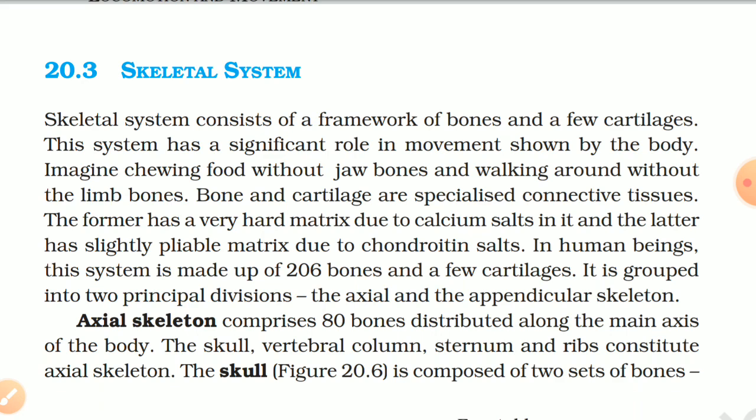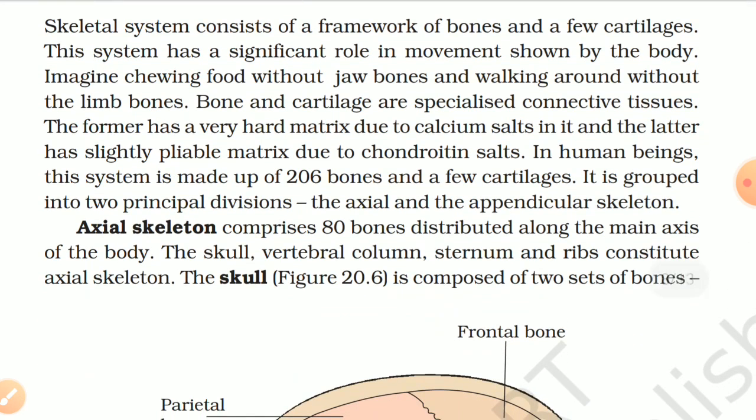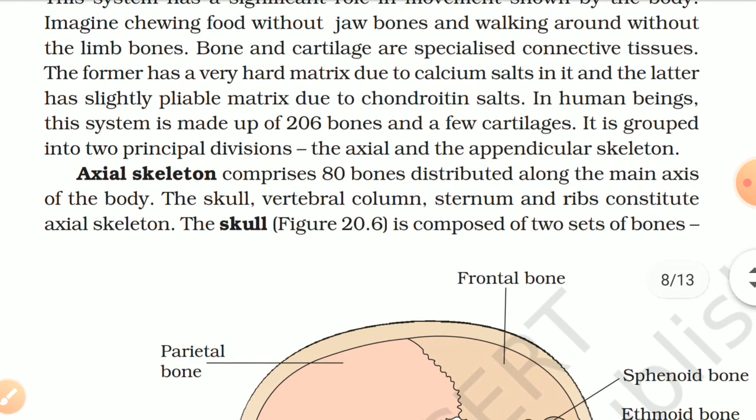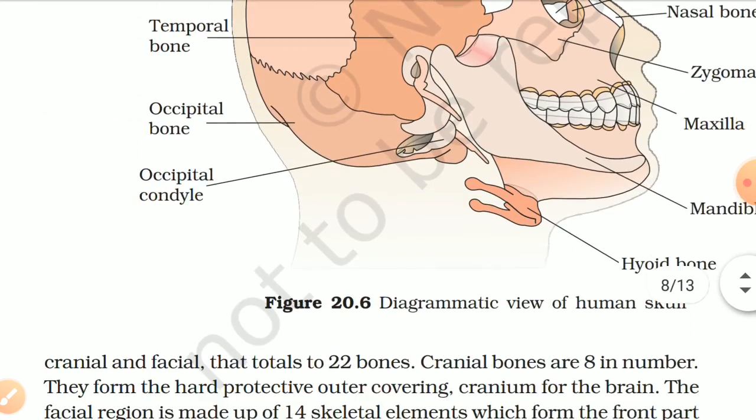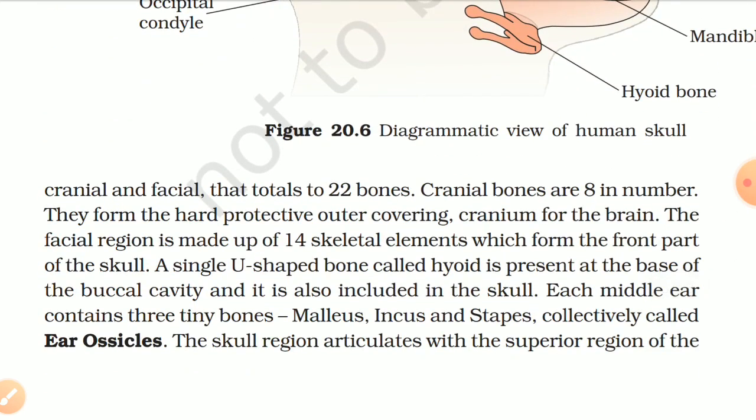In human beings, this system is made up of 206 bones and a few cartilages. It is grouped into two principal divisions, the axial and the appendicular skeleton. The axial skeleton comprises 80 bones distributed along the main axis of the body. The skull, vertebral column, sternum, and ribs constitute the axial skeleton. The skull (Figure 20.6) is composed of two sets of bones, cranial and facial, that total 22 bones. Cranial bones are 8 in number. They form the hard protective outer covering, the cranium, for the brain.